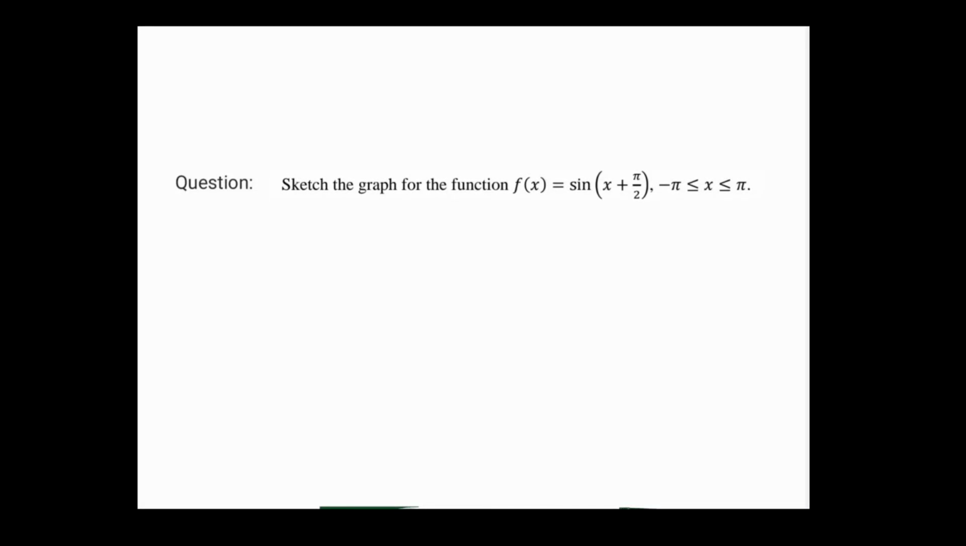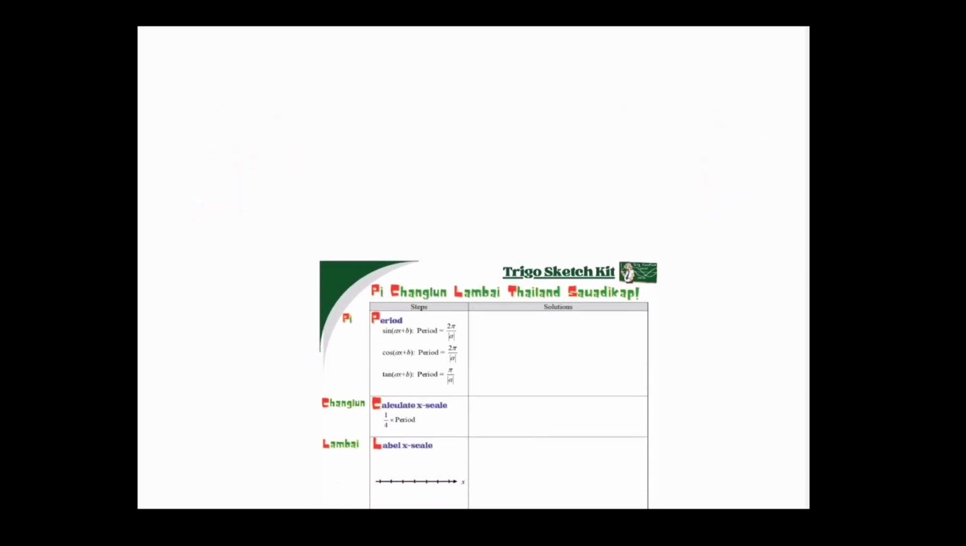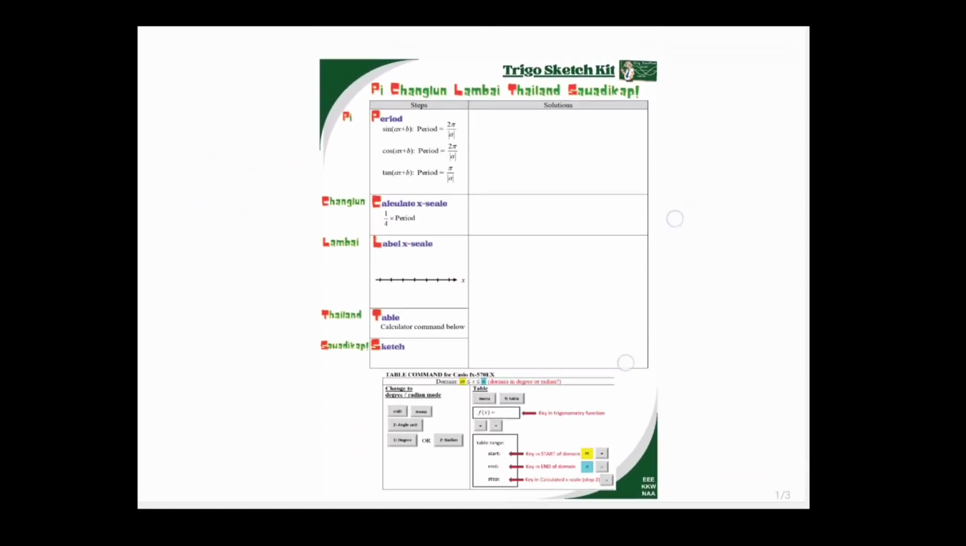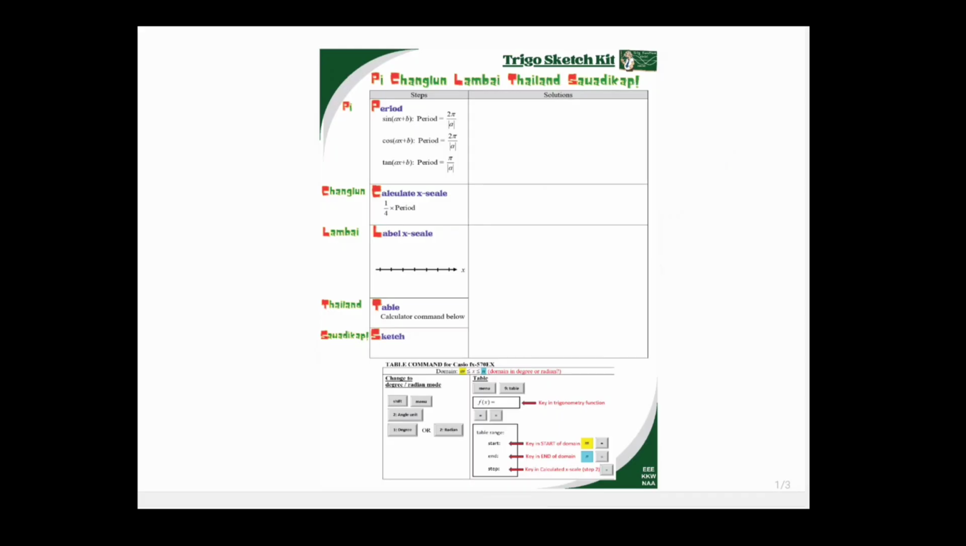Hi there, having problems to sketch trigonometric graphs? Keep on watching. Let's say this is the question and the function they want to sketch. Let me introduce to you one method which is called the Trigo Sketch Kit.